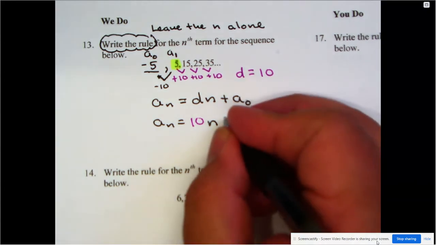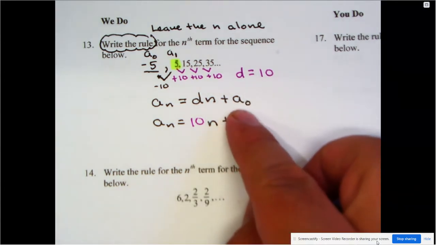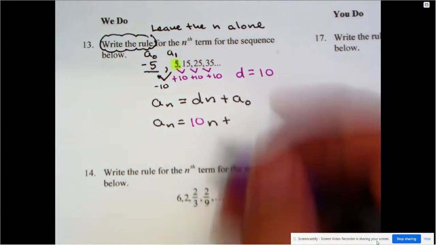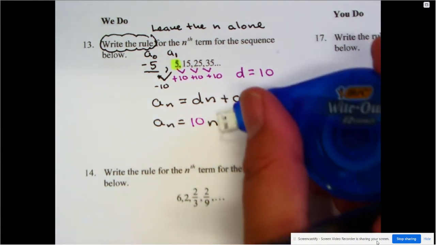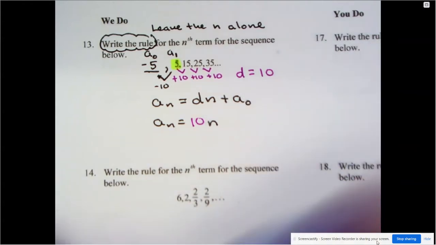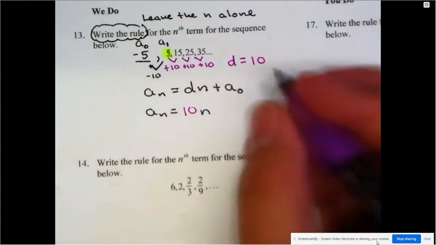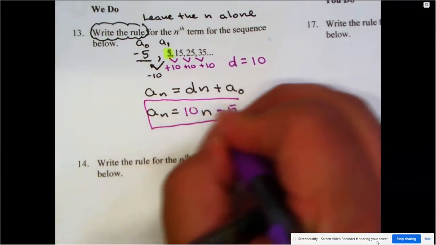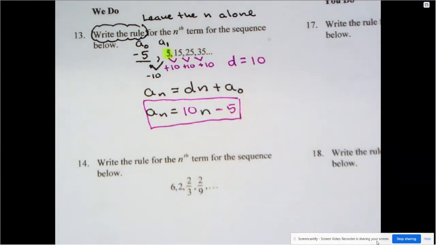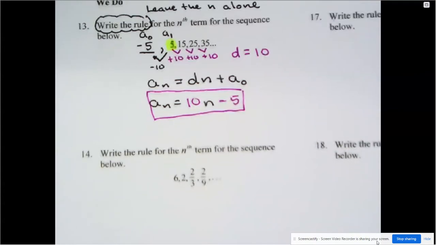And then it says plus, all right, that doesn't have an n. My a sub 0 was negative 5. Oh, if it was a negative 5, then maybe I should erase that plus really quick. And instead, because it is a negative 5, I'll write minus 5. And just like that, we wrote the rule for this explicit arithmetic sequence. Okay? So now, let's look at number 14.